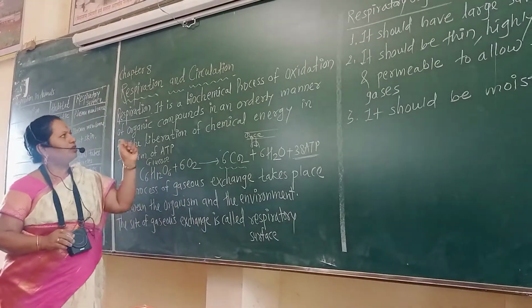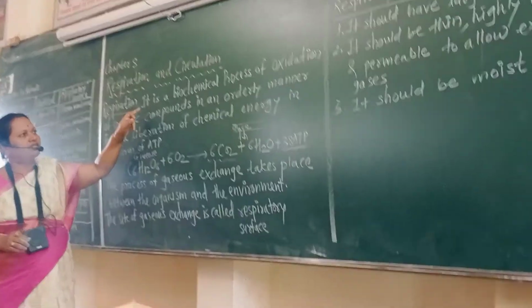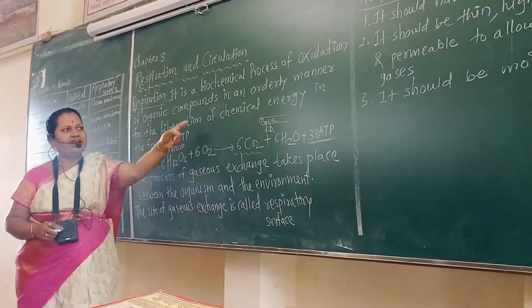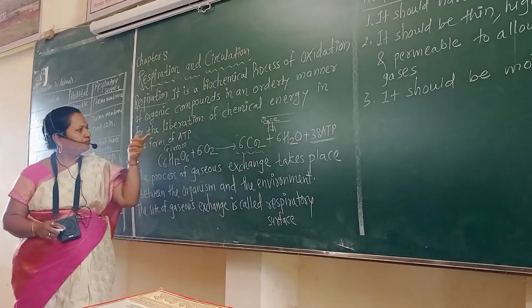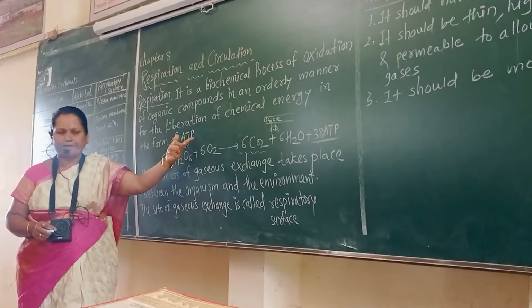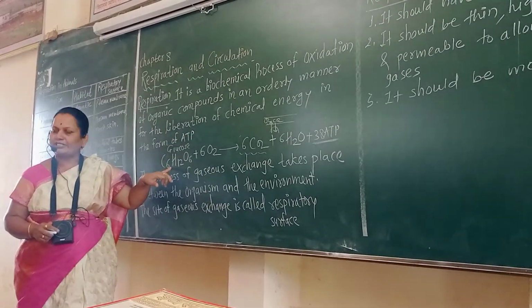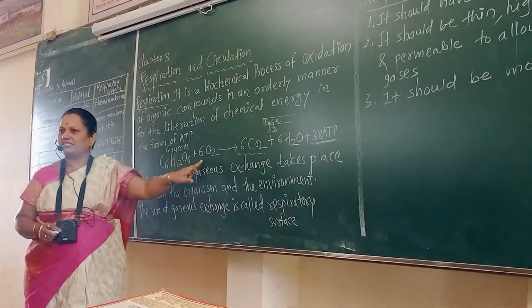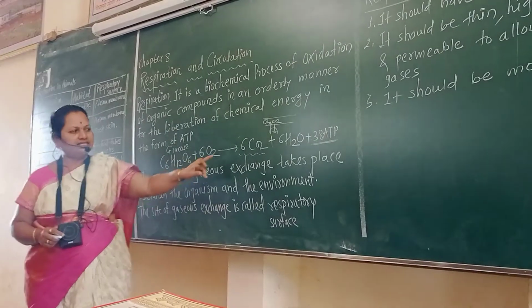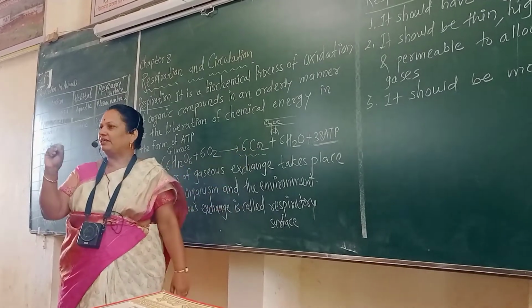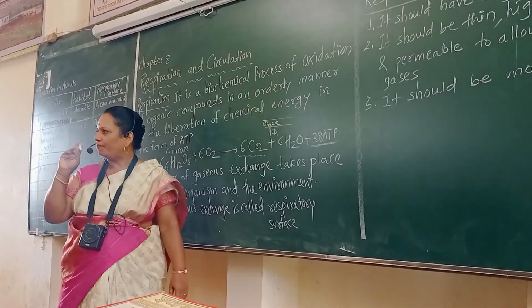The definition of respiration: it is a biochemical process of oxidation of organic compounds in an orderly manner for the liberation of chemical energy in the form of ATP. Overall reaction of respiration: C6H12O6, that is glucose, combines with 6 oxygen molecules, releases 6 carbon dioxide plus 6 H2O molecules, and thus produces 38 ATP in the form of energy.